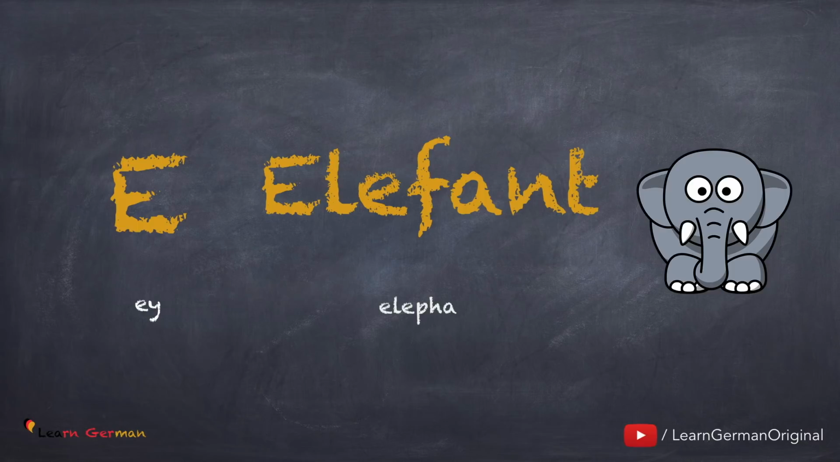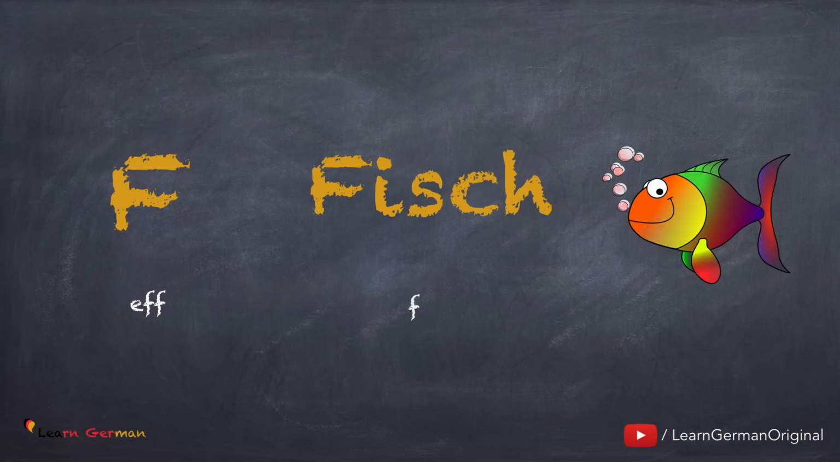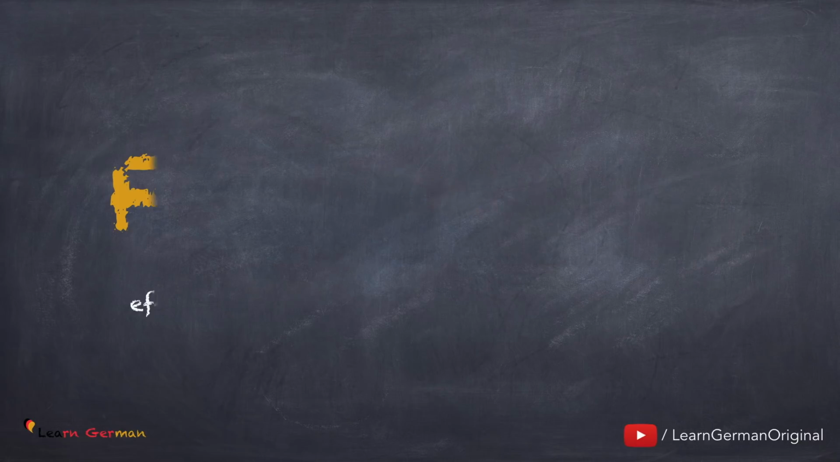E. Elefant. F. Fisch. You pronounce fish the same way as you would pronounce in English.